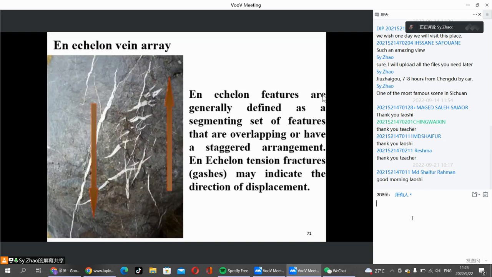En echelon features are generally defined as a set of segmented features that are overlapping or have a staggered arrangement. The en echelon tension fractures may indicate the direction of the displacement. I'm not sure what this term originated from. It means the arrangement or order of echelon.